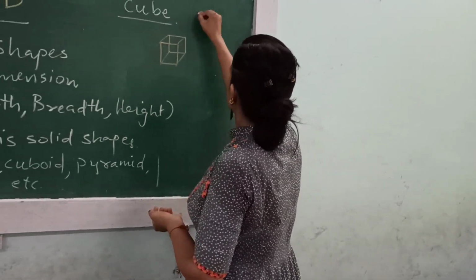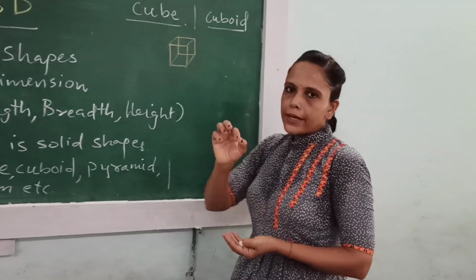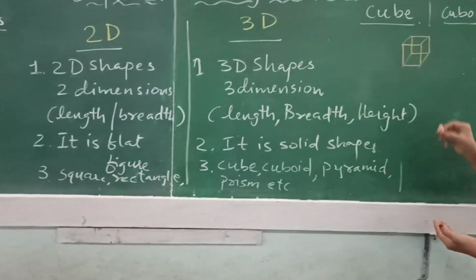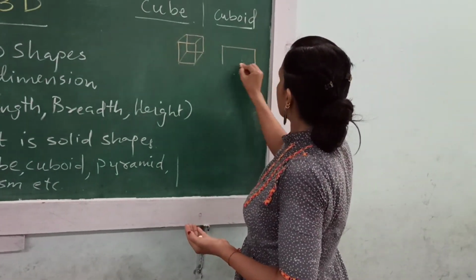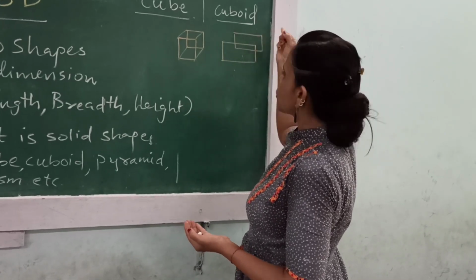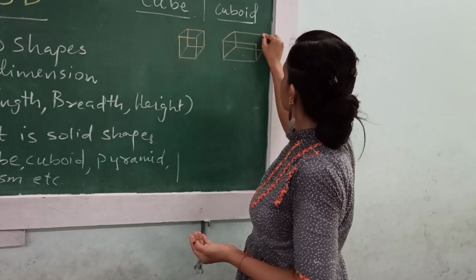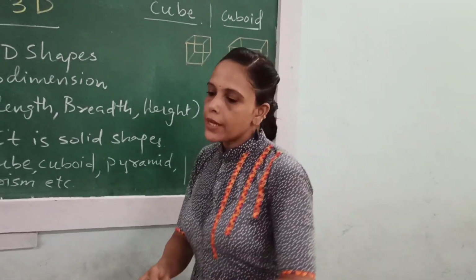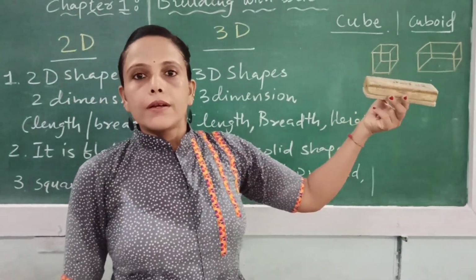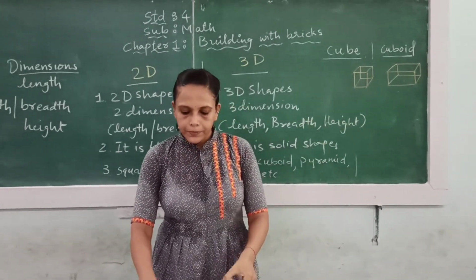Next is cuboid. I will show you the shape. I told you it's a little bit difficult to draw these 3D shapes compared to 2D shapes. So this is the cuboid shape. Take the rectangle shape, and on top of it one more rectangle shape. I am just showing you how to draw the cuboid shape. And then join all the corners. So this is the cuboid shape. The simple example is this duster. Everybody in the class must have seen this kind of duster. This is a cuboid shape.